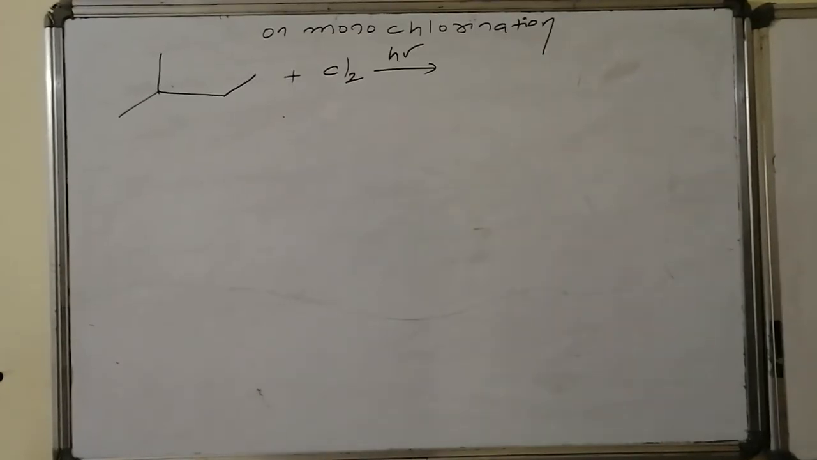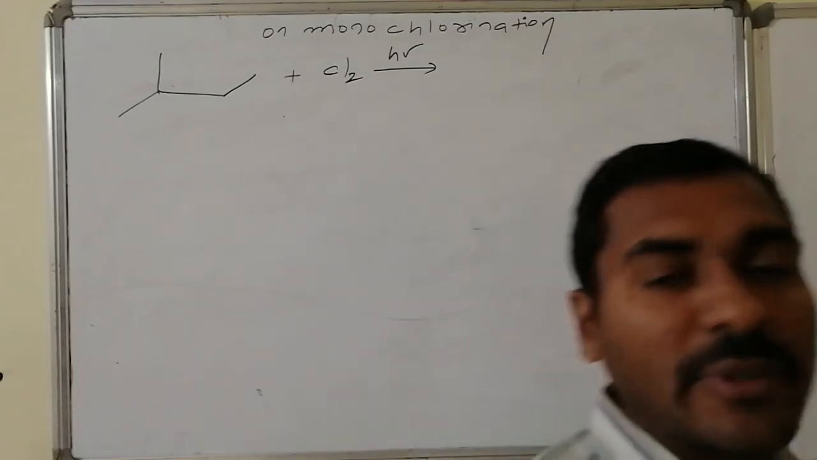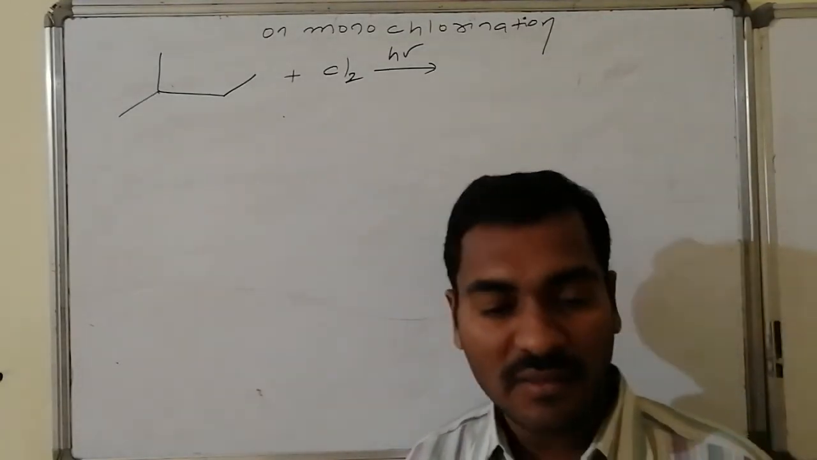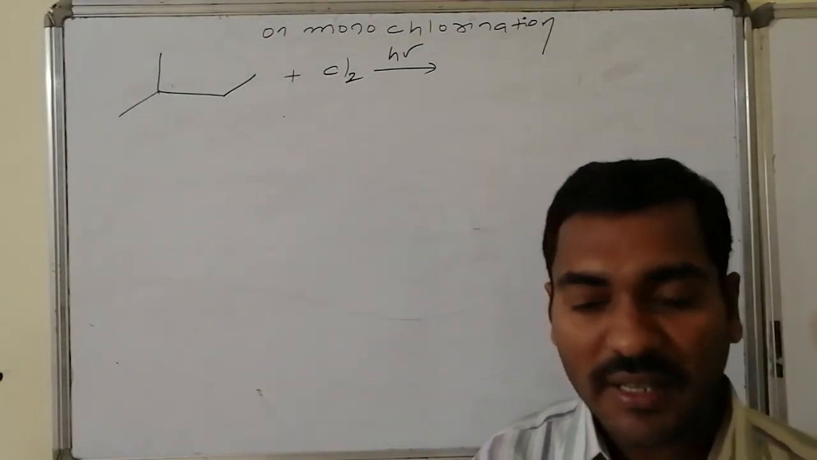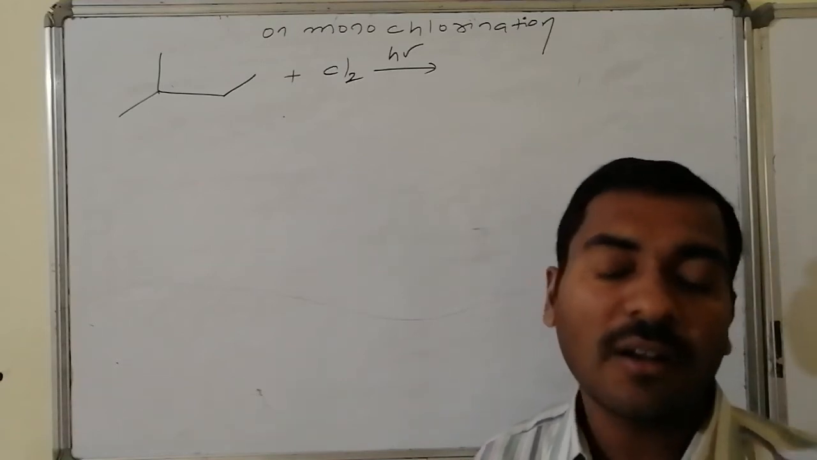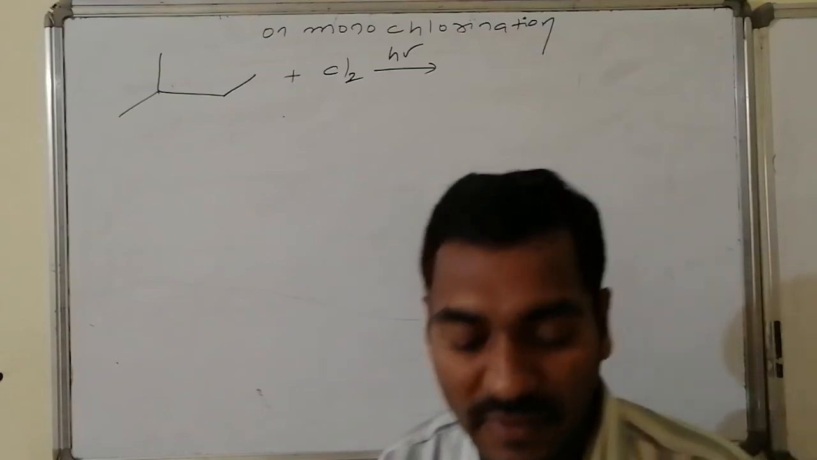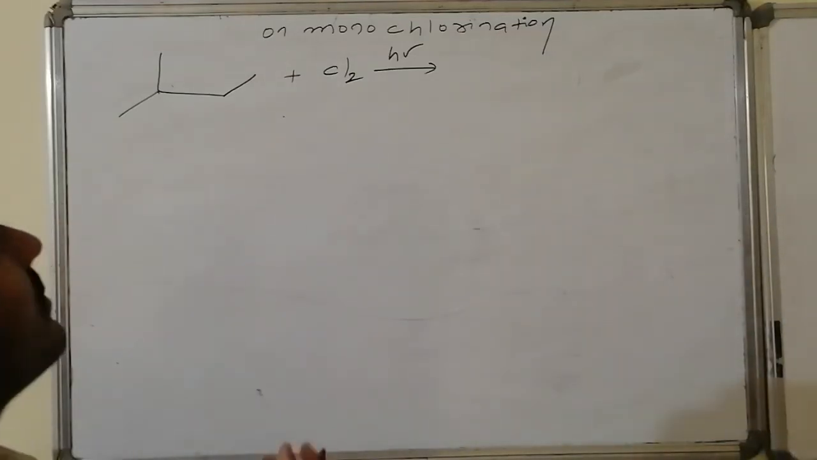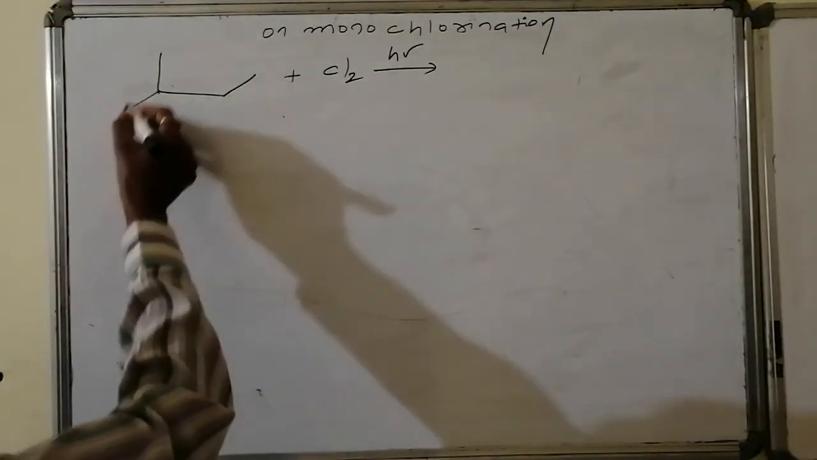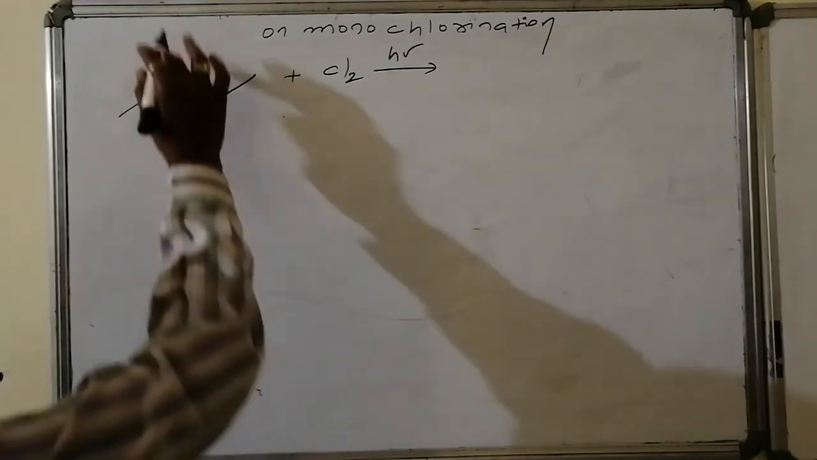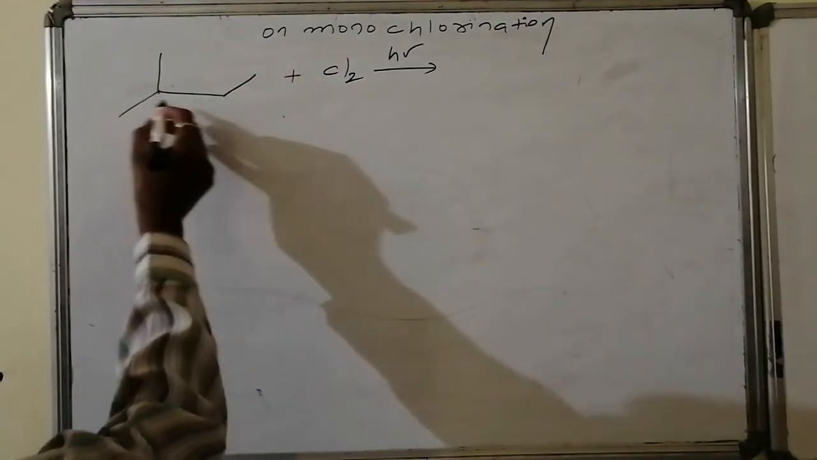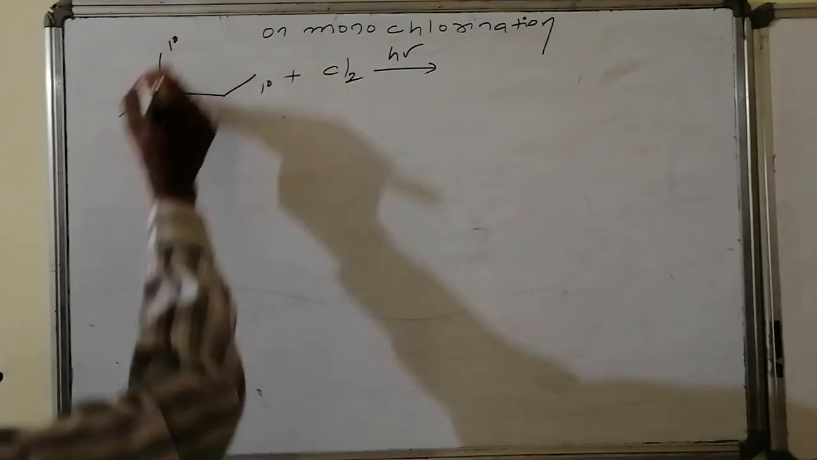Question for you, on monochlorination: the isobutane system is expected to undergo monochlorination. One chlorine is substituted, and you are asked to write all the varieties of compounds obtained and the interrelation between them. Let us see here. This is primary carbon, primary carbon, primary carbon. These two primary carbons are the same, and this is a secondary carbon and this is a tertiary carbon.